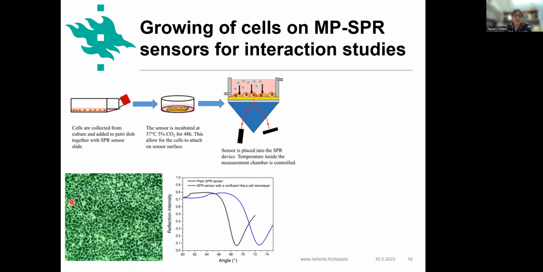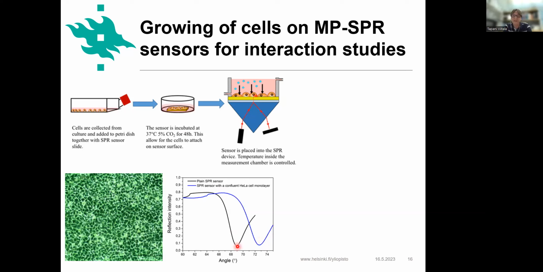This is how it looked like for HeLa cells. So this is a confluent cell layer of HeLa. And if we have a pure sensor, we get this black SPR spectra. Whenever we then coat this with cells, we get this blue SPR spectra. And we can see now clearly that there is a very thick layer here. This TIR angle is changing several degrees, but also this main peak SPR changes in several degrees to the right, which means that we have a really thick layer.